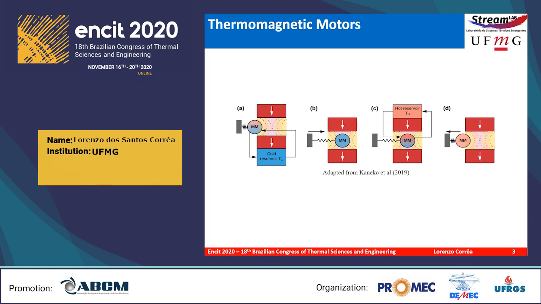In this figure, we can show how a thermomagnetic motor operates. In this case, we use the spring force to balance the magnetic force. Initially, in figure A, the magnetic material is placed in a low field region and it's cooled down by a cold fluid stream from the cold reservoir. When the magnetic material achieves a temperature lower than its Curie temperature, it reaches a ferromagnetic phase and the magnetic material is attracted to the high field region as shown in figure B.